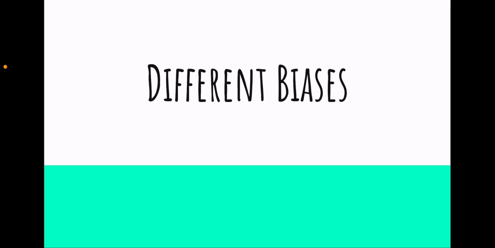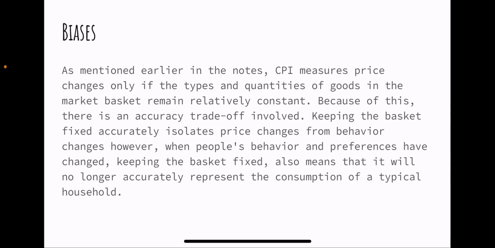In this video, I will be covering the different types of biases. As mentioned earlier in the notes, CPI measures price changes only if the types and quantities of goods in the market basket remain relatively constant. Because of this, there is an accuracy trade-off involved. Keeping the basket fixed accurately isolates price changes from behavior changes. However, when people's behavior and preferences have changed, keeping the basket fixed also means that it will no longer accurately represent the consumption of a typical household.